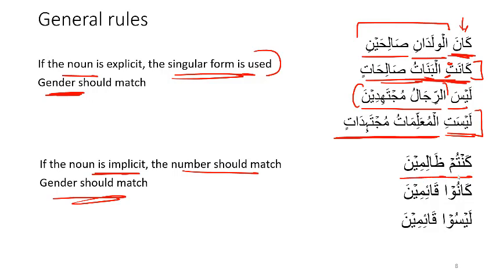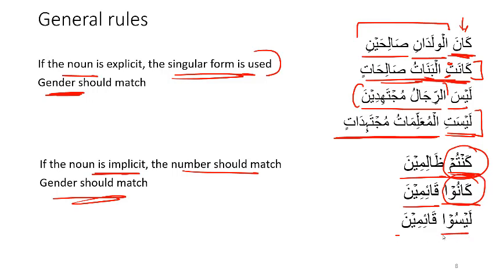Kuntum zalimin. This means that all of you were unjust. Here we don't have an explicit noun of kana, and we are talking about multiple people. That's why we use the plural form, and this is second person. Here we have kanu qa'imin. This means that they were standing. Again, the noun is implicit. That's why we are using the plural form.